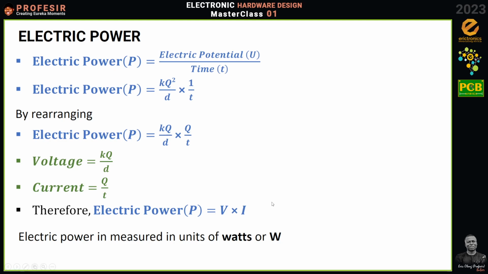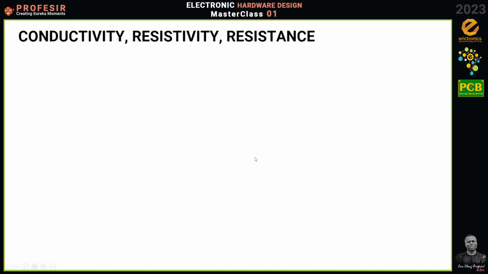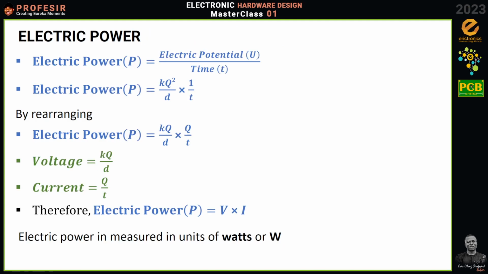This is how we got electric power to be equal to VI, voltage times current. Again, power, just like everything, is measured in joules per second, but in electrical power, we call it watt. Oh, okay. So that is how we got power. That is how we got power.